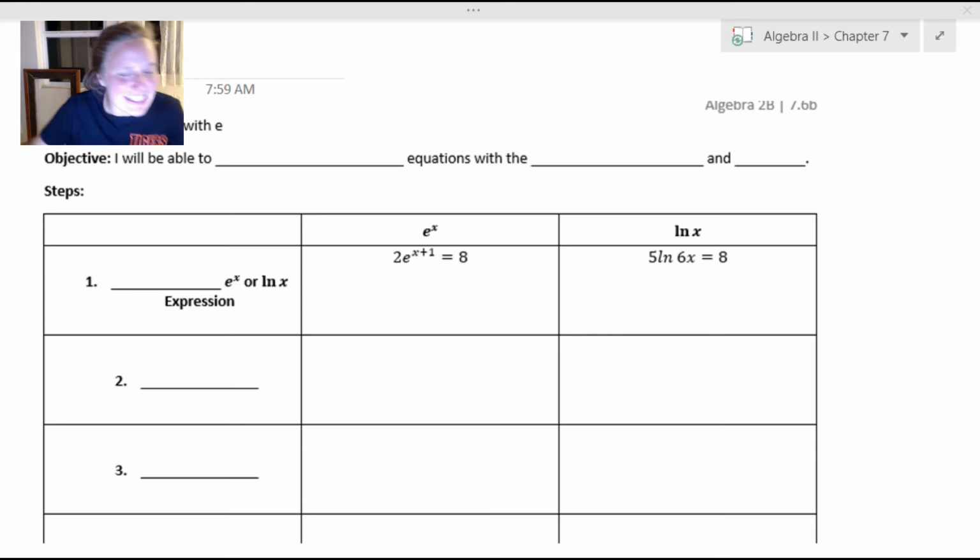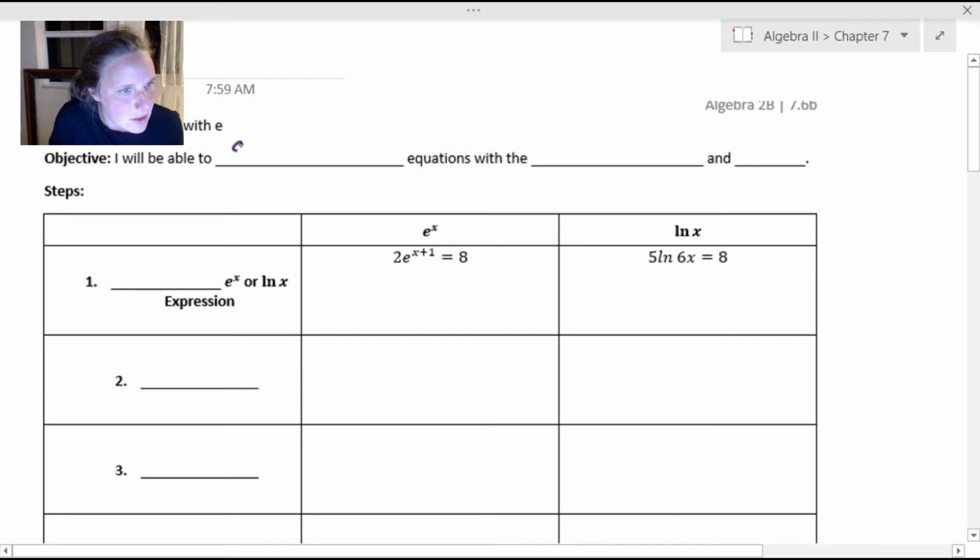So today we're going to continue on with logarithms. I know, shocking. We're doing this more. Alright, so today we will be able to solve equations with the natural log and e.